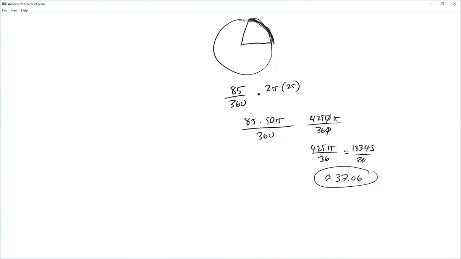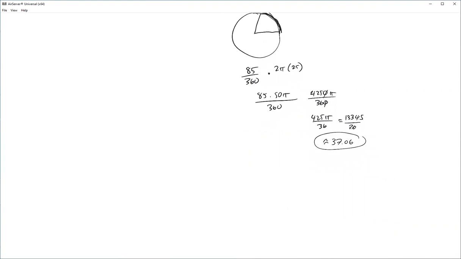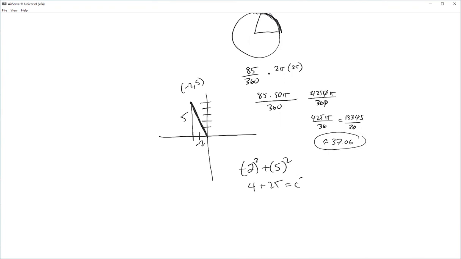All right. Number 3. If you look at this right here, you have the point -2 and +5. 1, 2, 3, 4, 5. So this is -2, +5. You want to get the hypotenuse of this. So the hypotenuse is 2 squared plus 5 squared, and this is 4 plus 25. That equals c squared. So c squared is equal to 29. c is equal to the square root of 29. So this hypotenuse is radical 29.